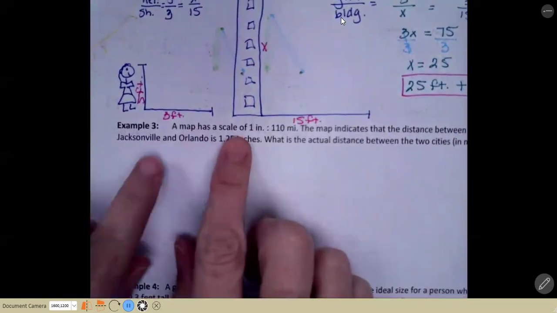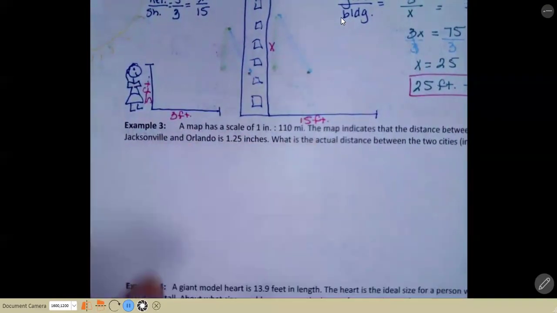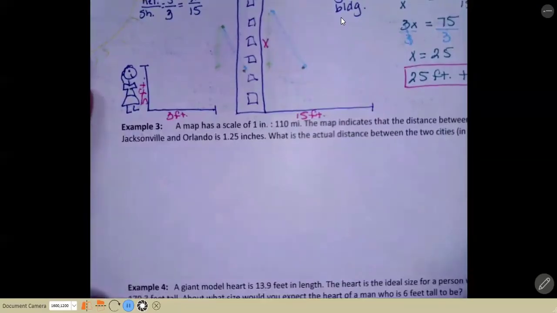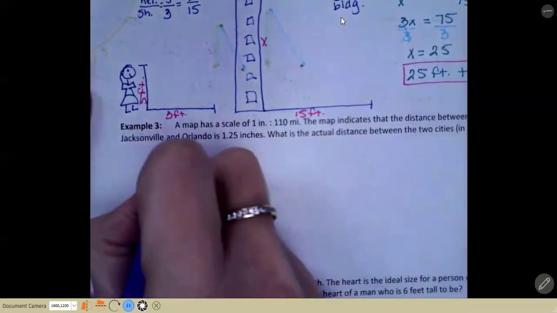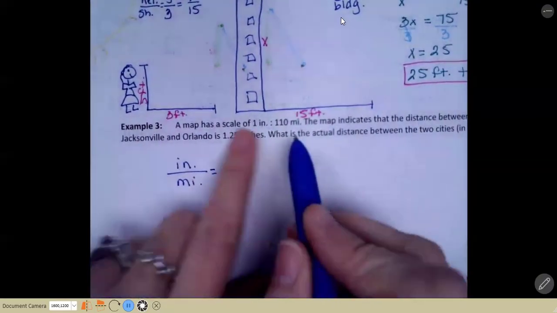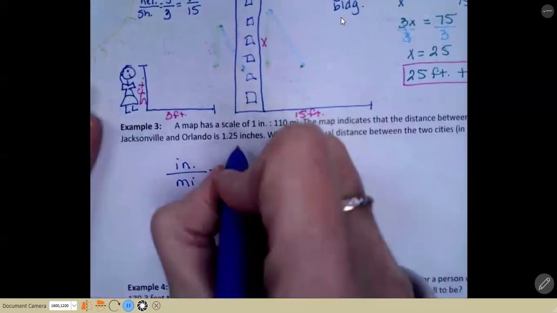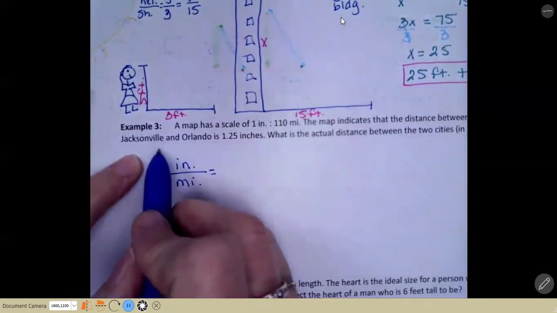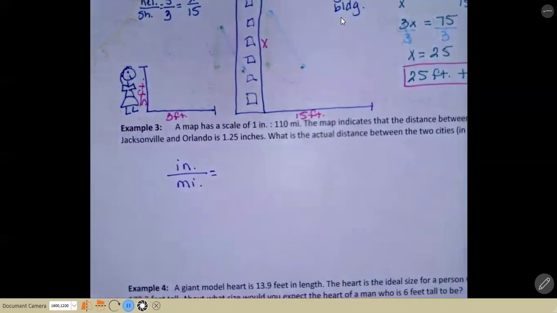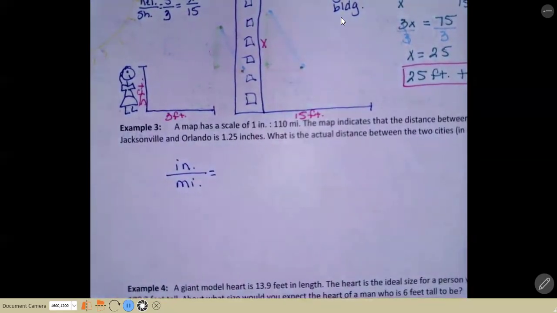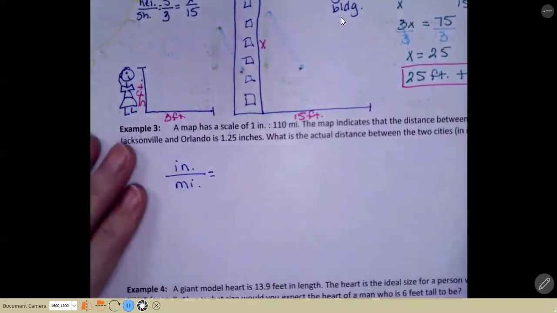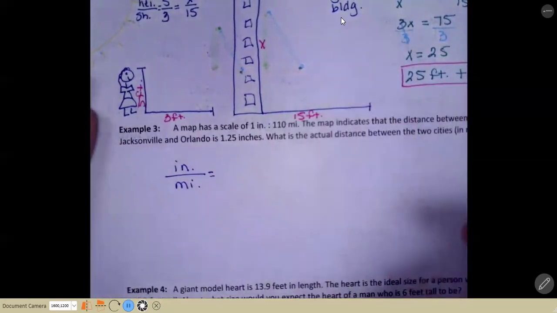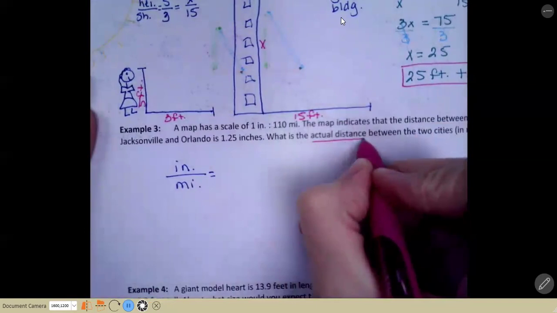A map has a scale of 1 inch to 110 miles. So I'm going to do inches over miles. So this is the scale. The map indicates that the distance between Jacksonville and Orlando is 1.25 inches. What is the actual distance? It's asking for the actual distance.